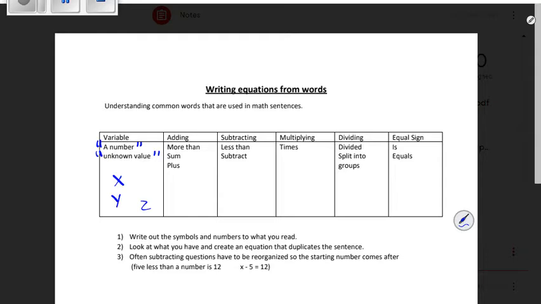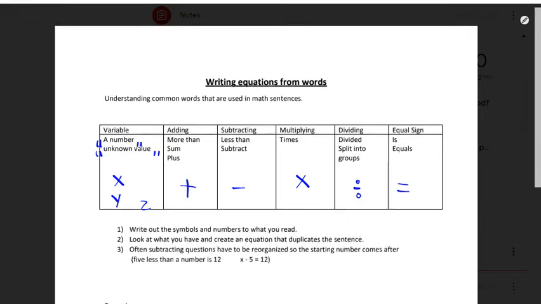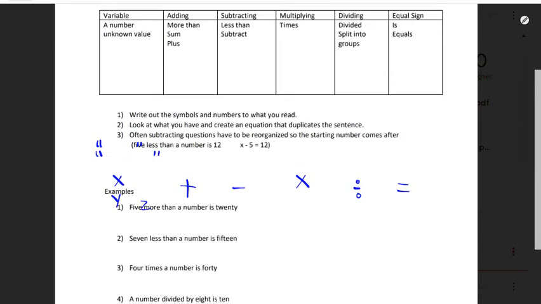When you're talking more than, or sum, or plus, you're adding. Less than, subtract, you're subtracting. They might say multiply or times as much; divided, split into groups, dividend, you're dividing. And if you hear the word is, that's the equal sign. So the way that I look at this is when we're going to try to write equations, I tend to write down the symbols above the words and see what I come up with. The key is most of the time it works out.